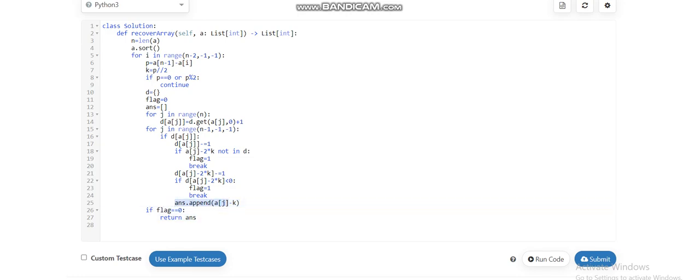Here we are just appending the value aj minus k, where aj is the higher value, and higher value minus k will be the array element, because higher equals ai plus k, so higher minus k will be a. I think you have understood the solution.